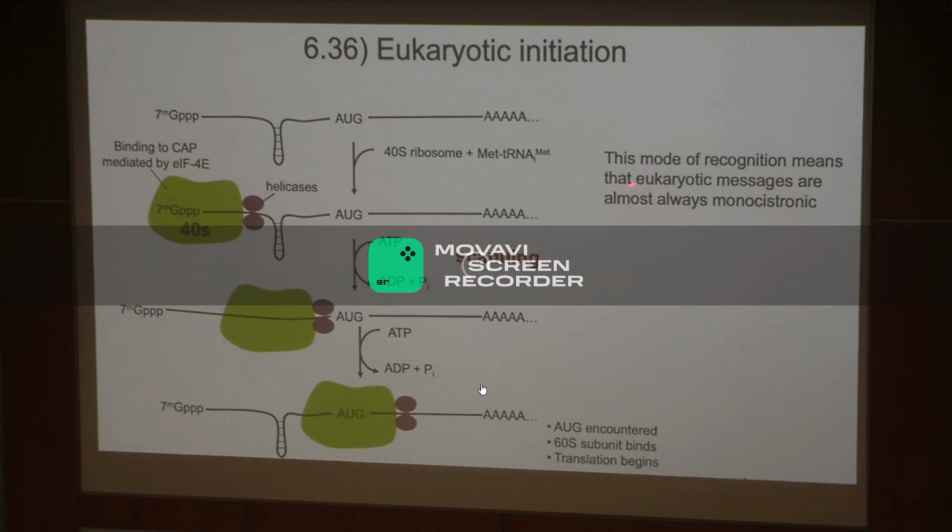Okay, and so this mode of recognition means that eukaryotic messenger RNAs are almost always monocistronic, right? So we know that bacterial messenger RNAs can be monocistronic, but they're often polycistronic. So a cistron, that's just an old-fashioned name for a gene, right?